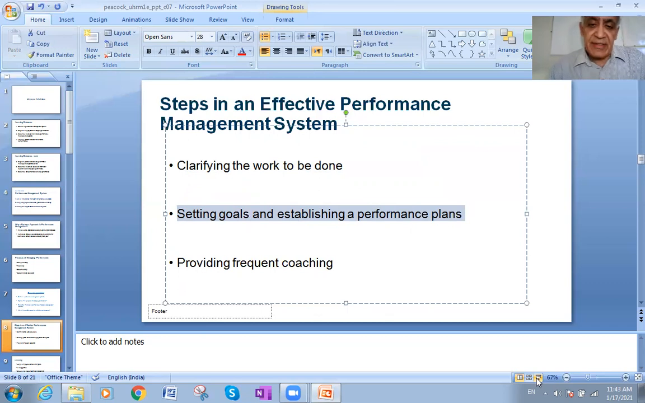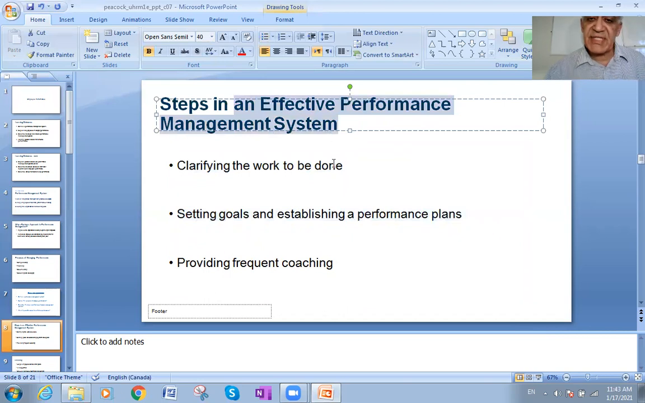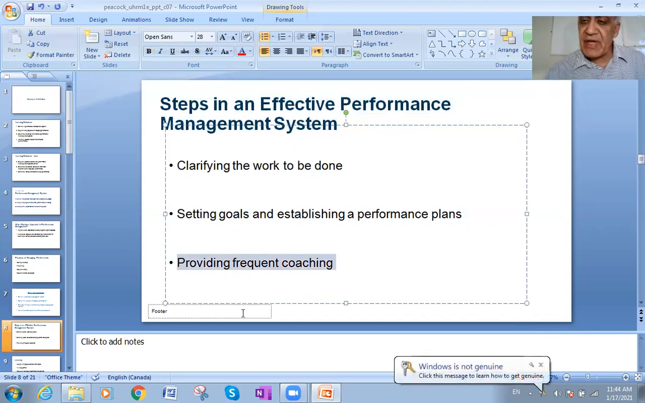Everything is clear. Okay. Providing frequent coaching, then you will train them. You have to train them. We are talking now about an effective performance management system. How will I do the effective performance management system? So you as a manager have to provide them training and coaching.